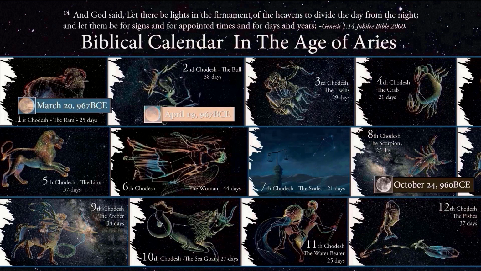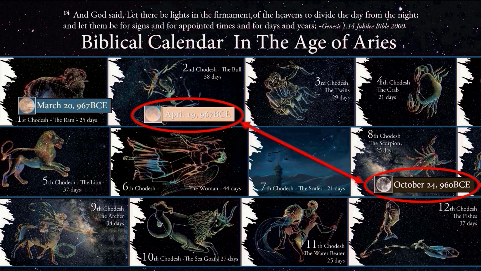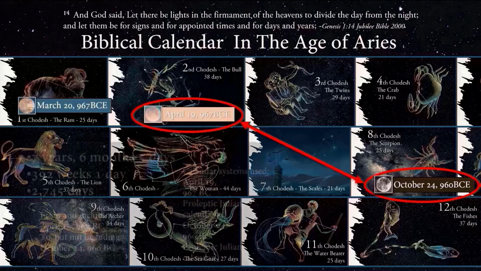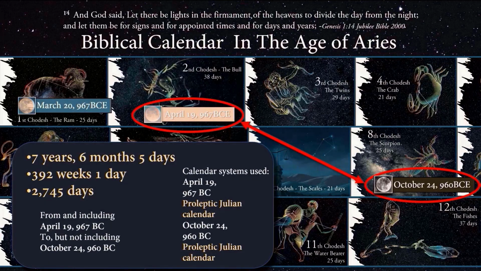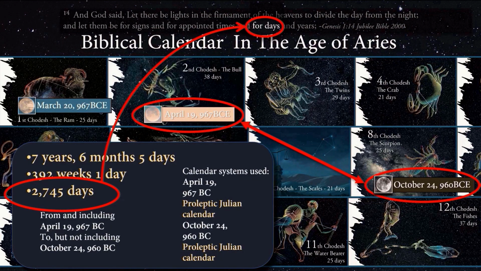The bright moon was in the Kodesh during the days of Solomon that the house was finished throughout all its parts and according to all its specifications. So he spent 7 years building it. How many days have gone by between these two dates? 7 years, 6 months, 5 days, or 2,745 days. The date here is not including October 24th.